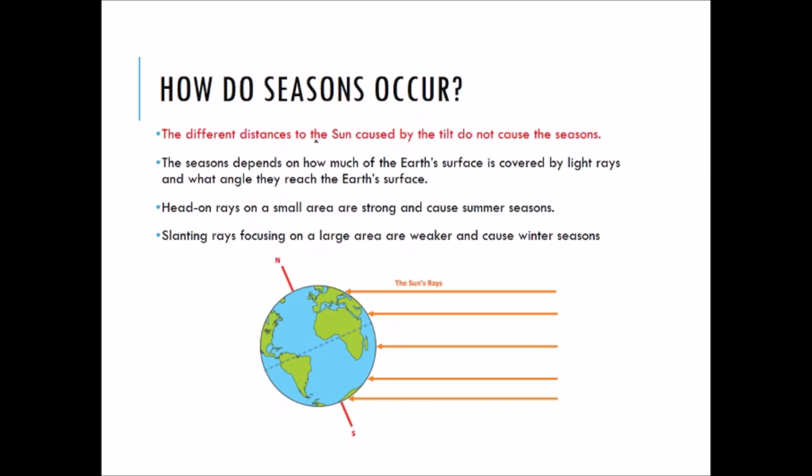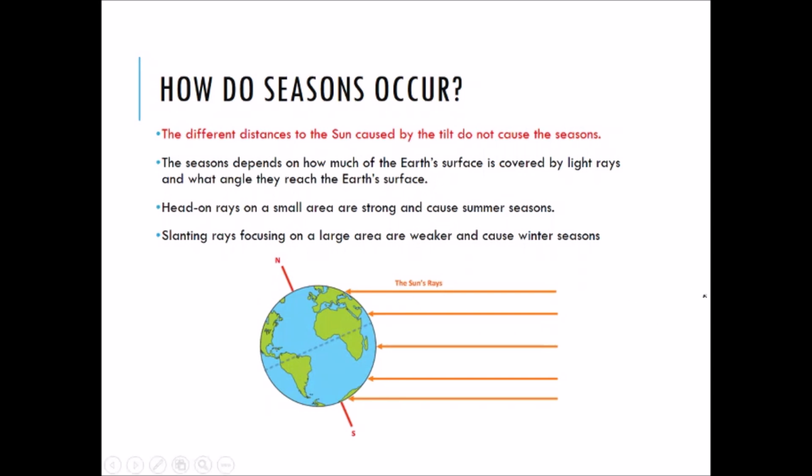So how do seasons occur? The different distances to the sun caused by the tilt do not cause the seasons. You need to understand this, and I've made it red because it doesn't tell you how seasons occur. It tells you what to not say how seasons occur. So the different distances, as in when the Earth is rotating around the sun, the distance between the Earth and the sun doesn't cause the season, okay? The seasons depend on how much of the Earth's surface is covered by light rays and what angle they reach the Earth's surface.